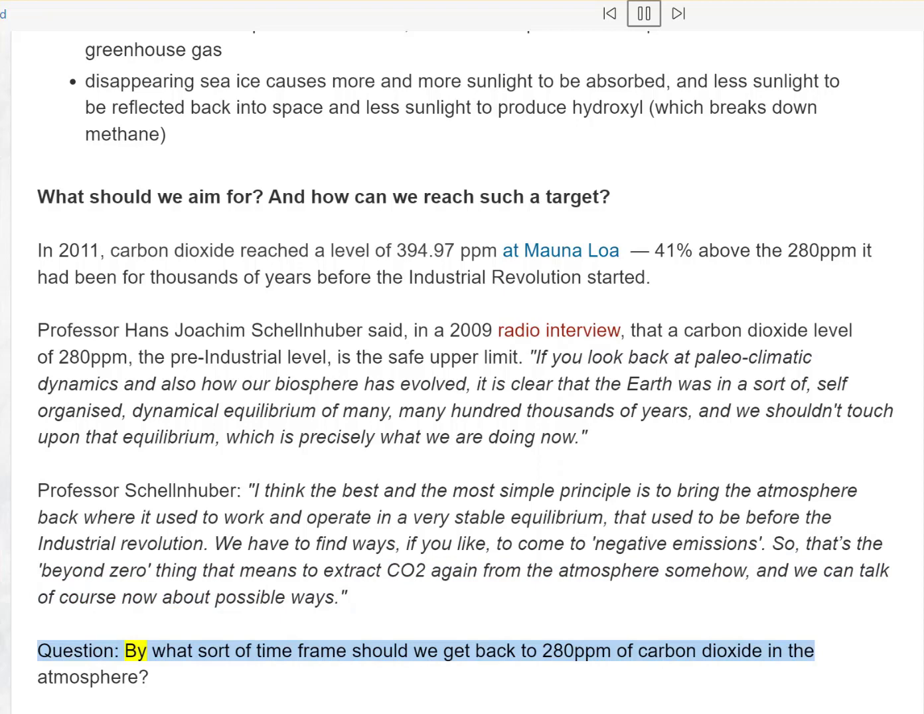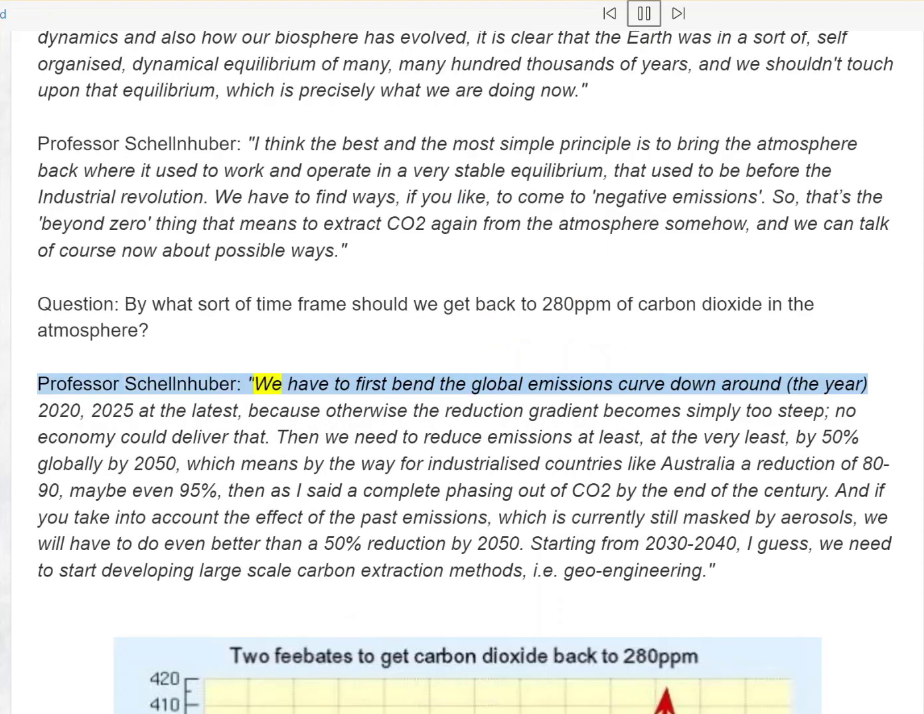Question: by what sort of time frame should we get back to 280 ppm of carbon dioxide in the atmosphere? Professor Schellnhuber: We have to first bend the global emissions curve down around the year 2020, 2025 at the latest, because otherwise the reduction gradient becomes simply too steep. No economy could deliver that. Then we need to reduce emissions at the very least by 50% globally by 2050, which means, by the way, for industrialized countries like Australia a reduction of 80 to 90, maybe even 95%, then as I said a complete phasing out of CO2 by the end of the century.